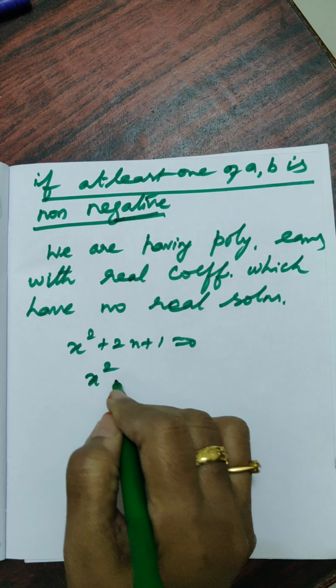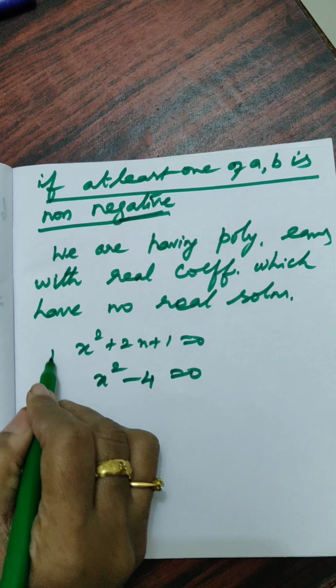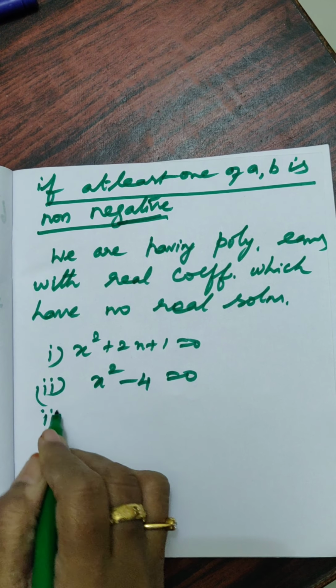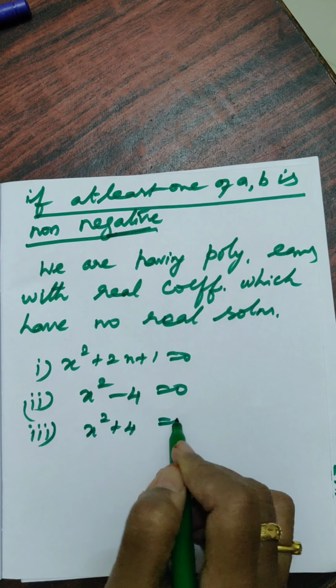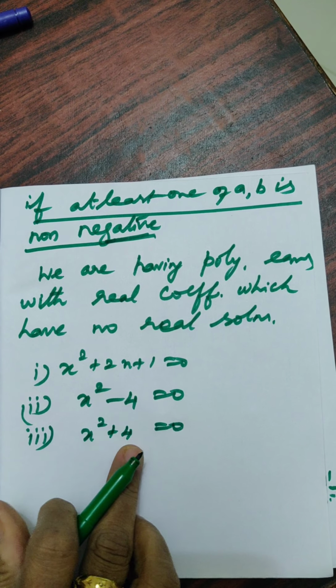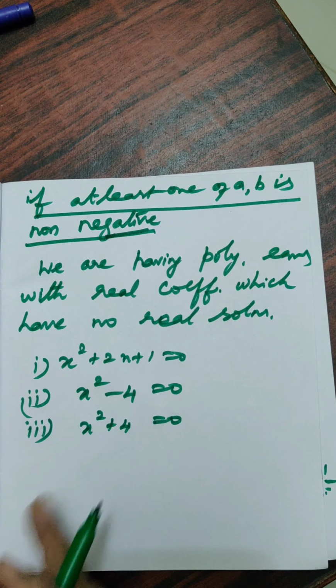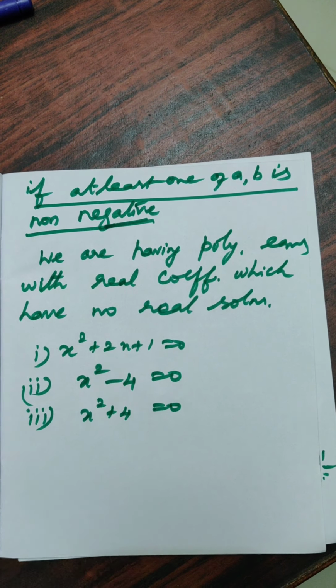And x square minus 4 is equal to 0. This is a polynomial equation with real coefficients, and it has a real solution. Already we came across this in the last videos. Here x square plus 4 is equal to 0 is a polynomial equation with real coefficients, but it has no real solution. So if it has no real solution, we have to expand our number system.